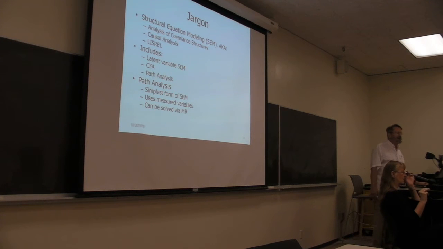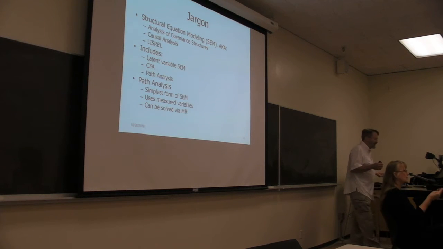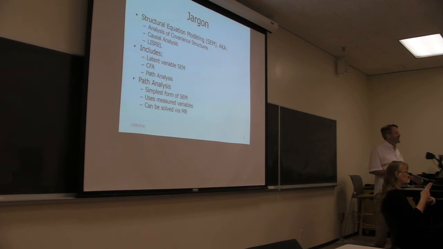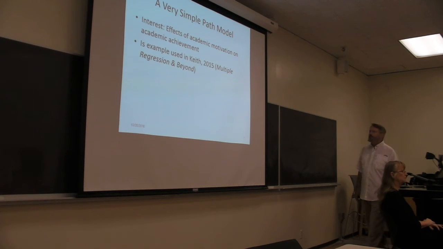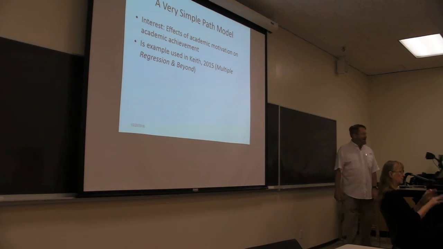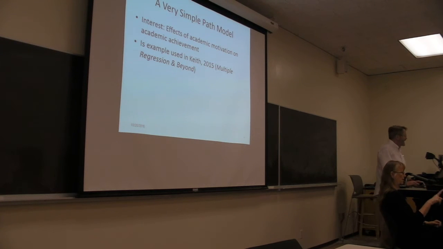It uses measured variables. You'll understand what those mean in a minute. And it's going to be our point of starting a discussion, because you can actually solve path models using multiple regression analysis. Okay, so I'm going to start with a very simple path model. And here my primary interest is in the effects of academic motivation on academic achievement. This is an example I used in this book.